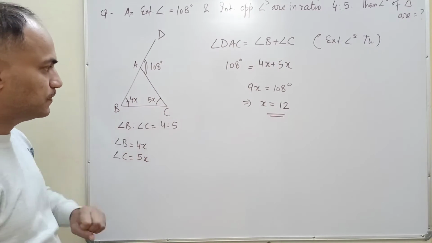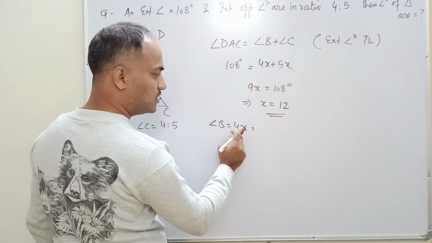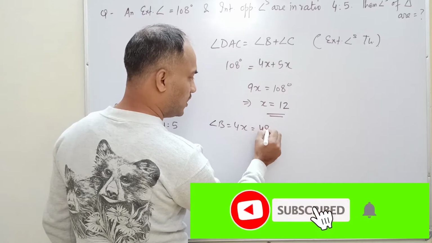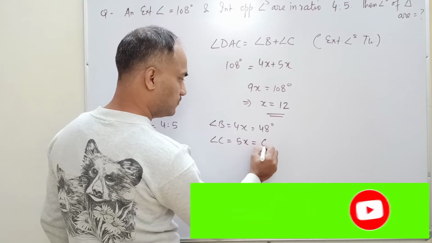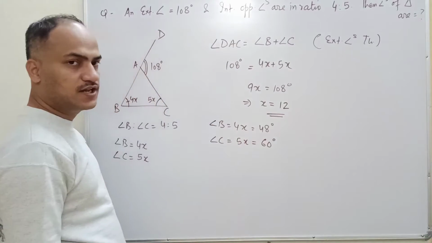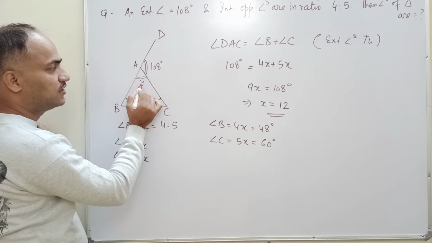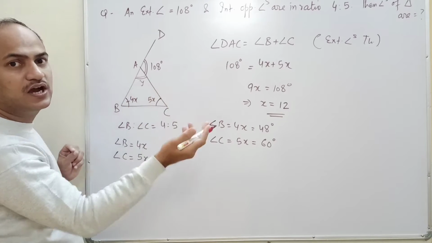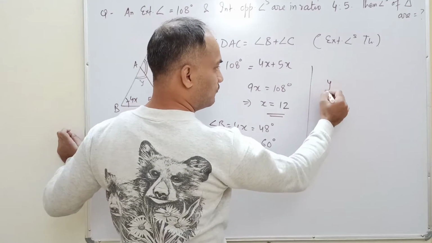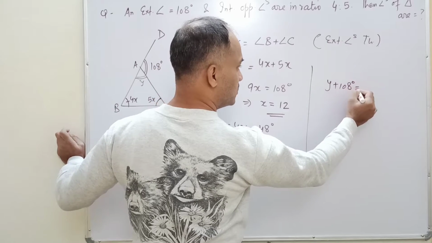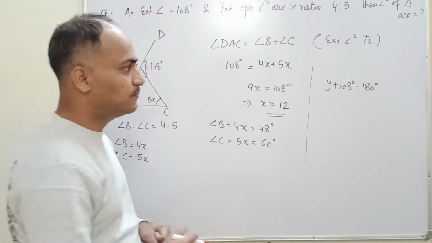So what are the angles? Angle B will be equal to 4x. So 4 times 12 is 48 degrees. Angle C will be 5x. So 5 into 12 is 60 degrees. See, this is a straight line. So whatever this angle is, plus 108 degrees will be 180. So linear pair. According to linear pair, y plus 108 degrees is equal to 180. They are making a straight line. Linear pair.